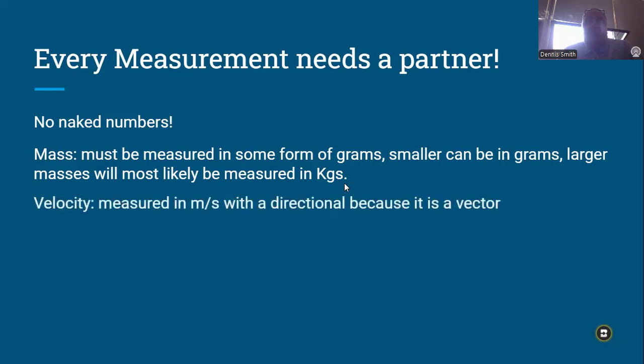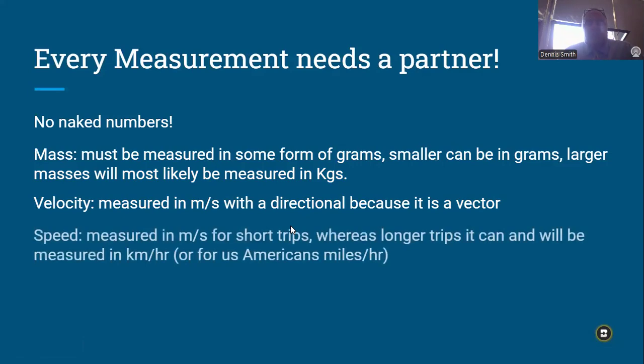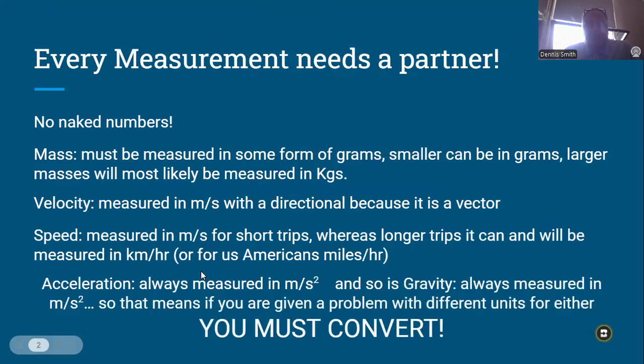Okay. Velocity, usually meters per second, with a direction because it's a vector. Remember that, vector velocity. And then speed is scalar. All you need is a number. And usually in short trips, we use meters per second, whereas longer trips, it can and will be measured in kilometers per hour, or for us Americans, miles per hour.